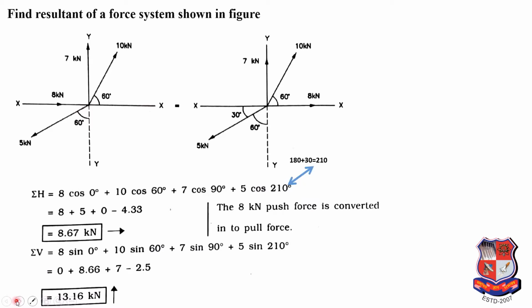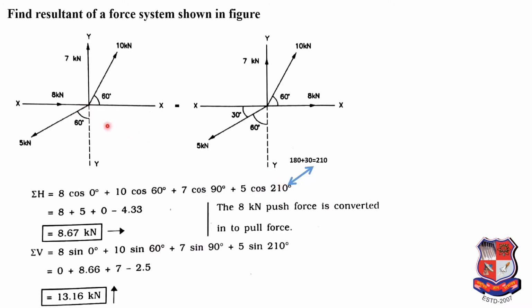Now we'll go for another problem. Find resultant of force system shown in figure. So simple, we have to do the addition of all the horizontal forces, then addition of all vertical forces. So sigma h is equal to 8 cos 0 plus 10 cos 60 plus 7 cos 90 plus 5 cos 120. So here question how 120?